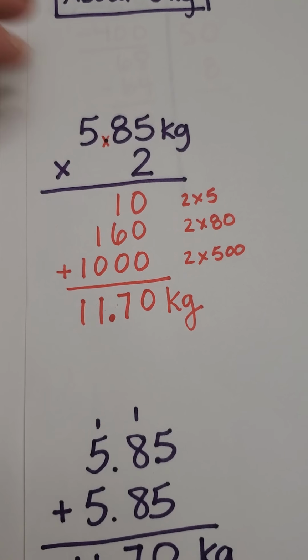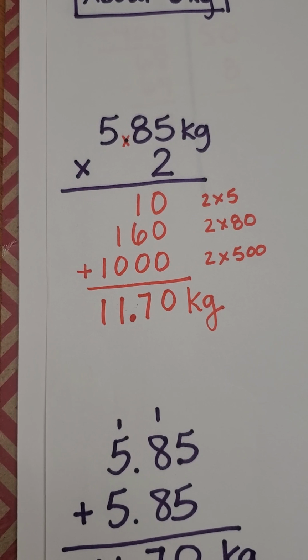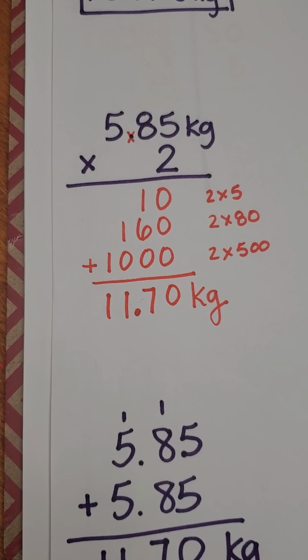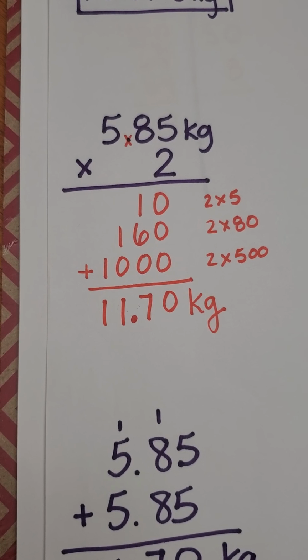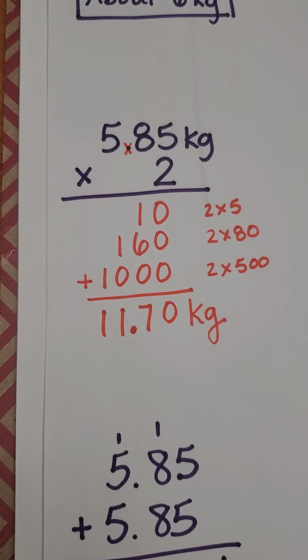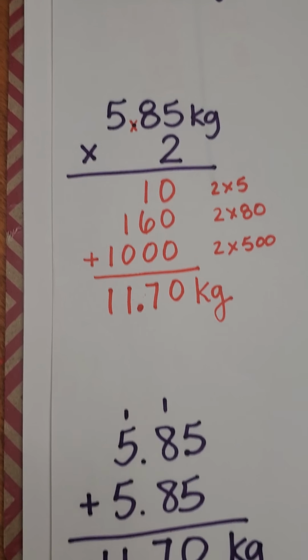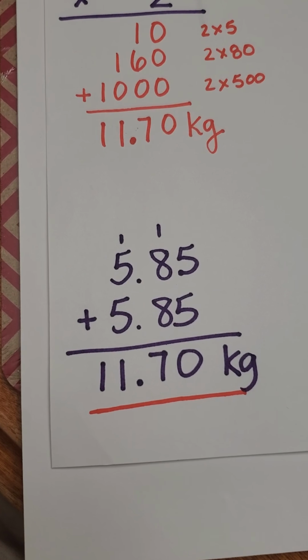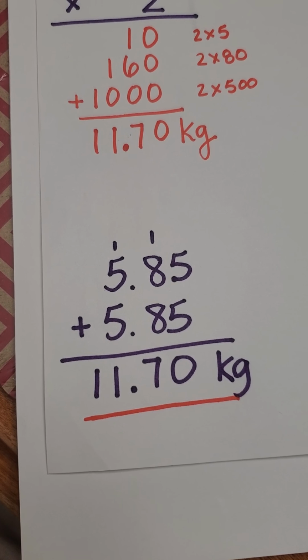So I have an answer. If Clara was carrying 2 patio stones, she'd be carrying 11 and 70 hundredths of a kilogram, or 11 and 7/10 of a kilogram. And adding up, using some regrouping there, there's your answer.